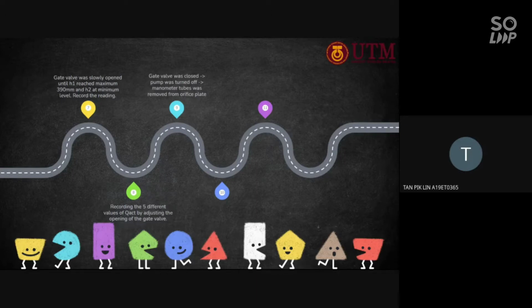The gate valve was closed and the pump was turned off. The manometer tubes H1 and H2 were removed from the orifice plate. The orifice plate was changed with the nozzle, and step 1 until step 9 was repeated. Meanwhile, for the venturi, the manometer tube was connected to H1 and H3, and similar steps of step 1 until step 9 were applied. After finishing, all the manometers were removed, the flow control valve was closed, and the main switch was turned off. So that's all for this methodology.